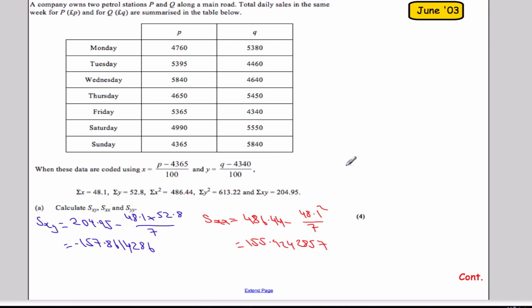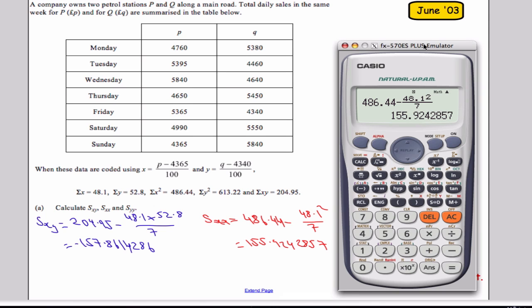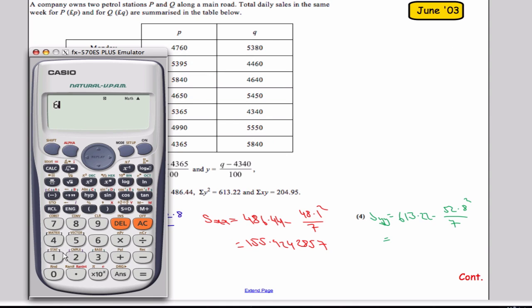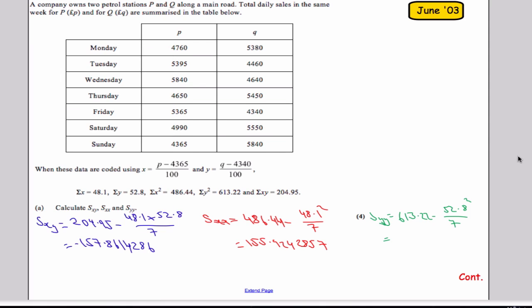And then finally we need to get SYY. SYY equals sum of Y squared, 613.22, minus sum of Y all squared, 52.8 squared, over 7. Okay, out with the calculator again. 613.22 minus 52.8 squared over 7. That gives 226.9342857.